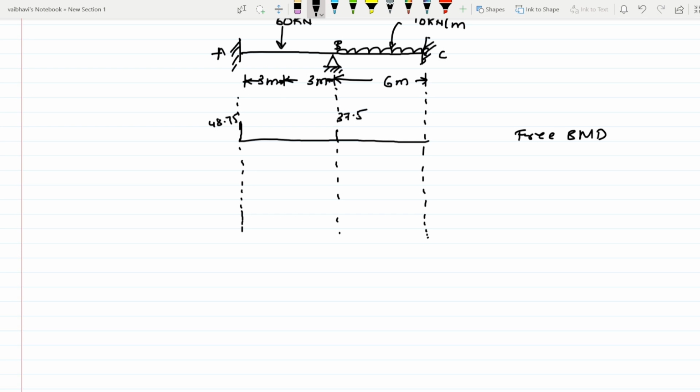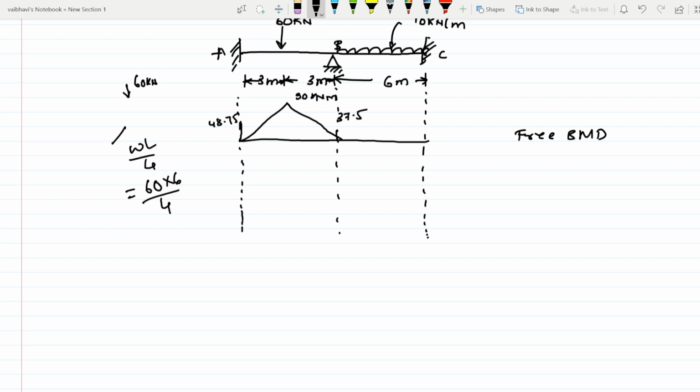Okay. Due to this 60 kilonewton point load, what will be the bending moment diagram? It is WL by 4. We all know WL by 4 is the formula. W is 60. 60 into 6 by 4. Right? So we are getting 90 kilonewton meter.